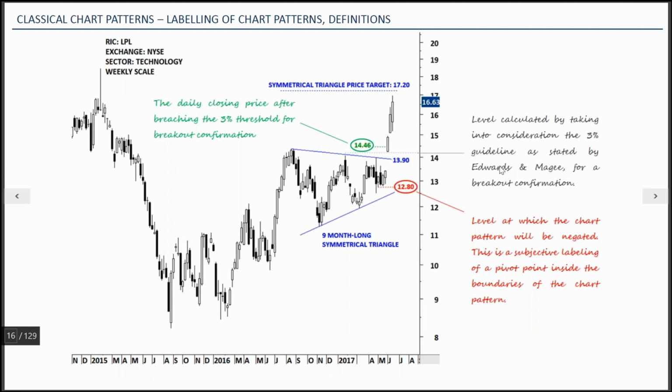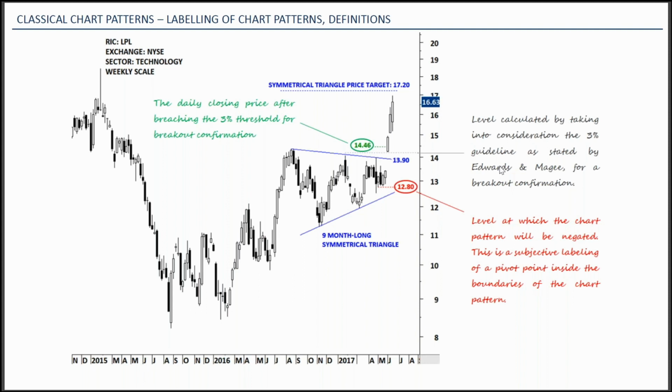Now, with chart patterns labeling, we're all familiar with different type of chart patterns. What I'm also adding here is a 3% threshold for breakout confirmation. This is from the book of Edwards and McGee. We need a level that confirms the breakout. So this is basically a level that we use as a breakout confirmation, a daily close.